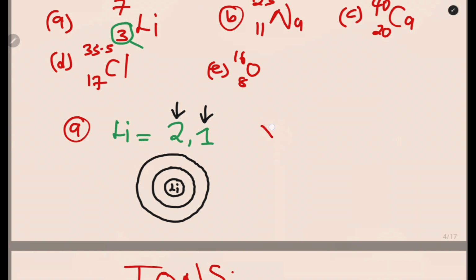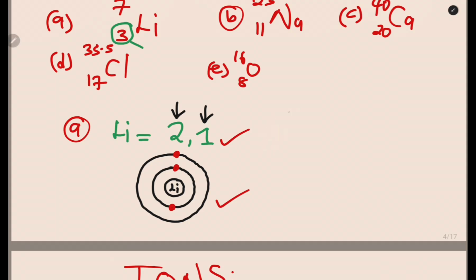Remember, for electrons we can use crosses or dots. Let me use dots in this one. So I'll put 2 electrons in the first shell, aligning them like that. Then in the second shell, I'm just going to put 1. So this is the structure of lithium. This is the configuration of lithium. Is that okay? So I guess up to this point is okay.